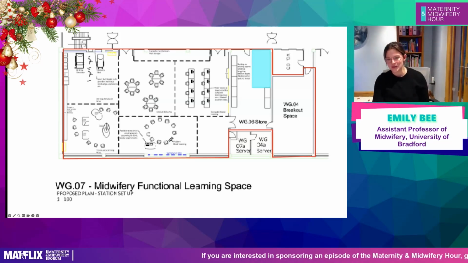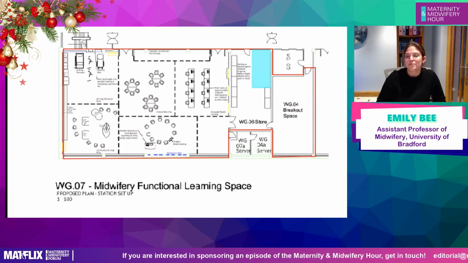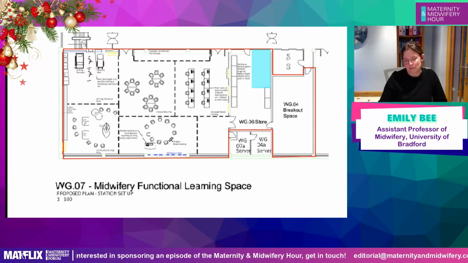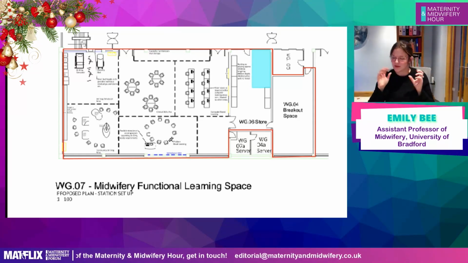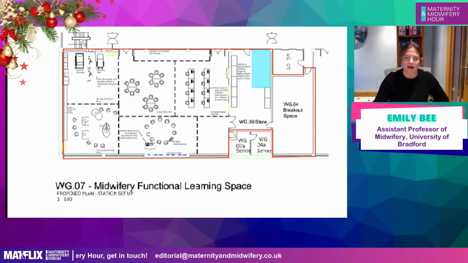So this is one of the plans that we had. This space did become the space. This was our initial plan. Everything on this plan, so all the chairs, all the tables, everything is on wheels. Everything is movable, because we wanted, whatever session we're doing, to decide what we want it to look like. So to make it a completely dynamic space.